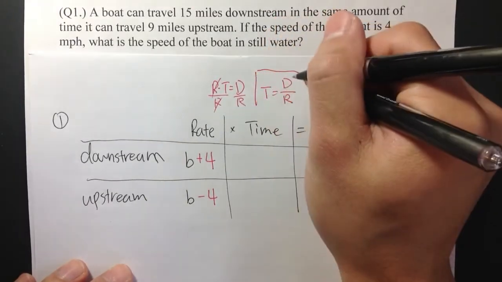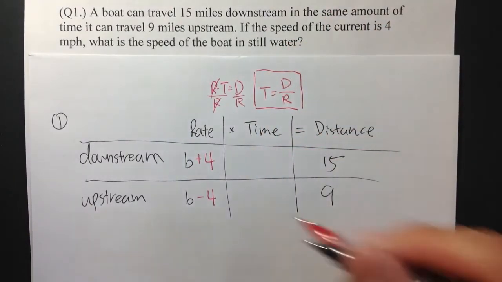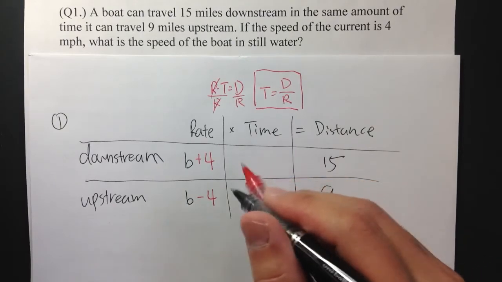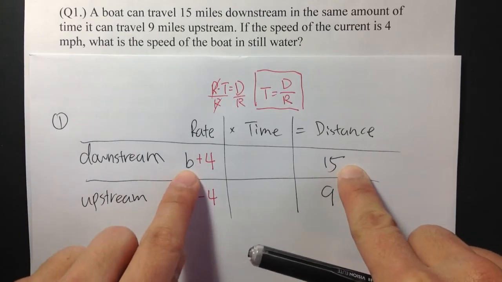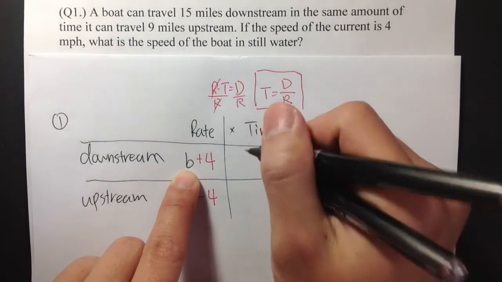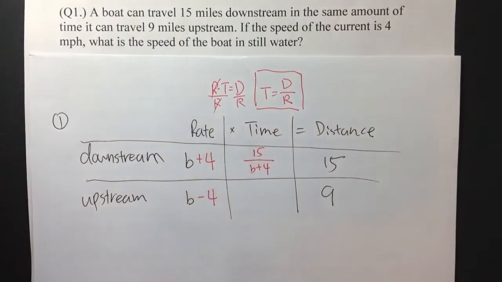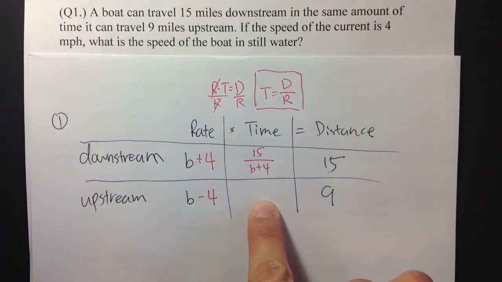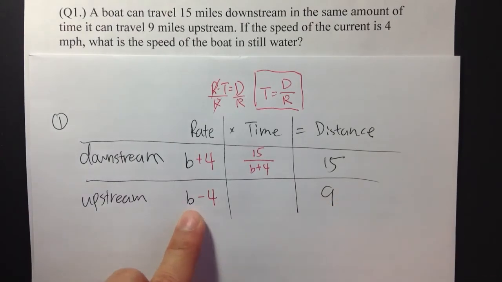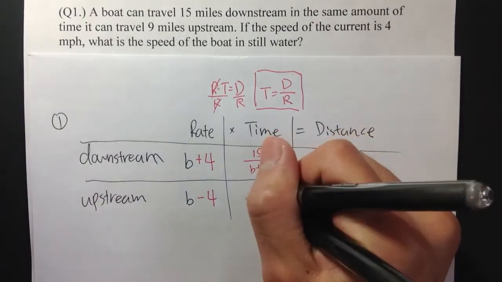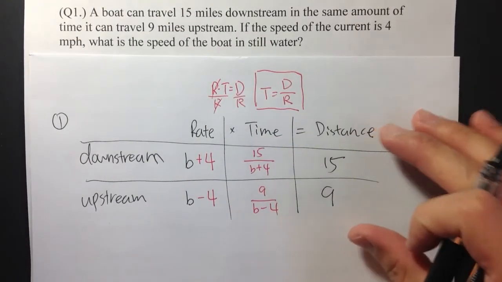We are going to use this relationship to help us fill in these boxes. For the time, we don't need a different variable, we can just do the distance, which is 15, divided by the rate, which is b plus 4. So for this box, we have 15 over b plus 4. And likewise, for the time going upstream, we take the distance, which is 9, and put it over b minus 4. 9 over b minus 4. So this is how we can fill in the table.